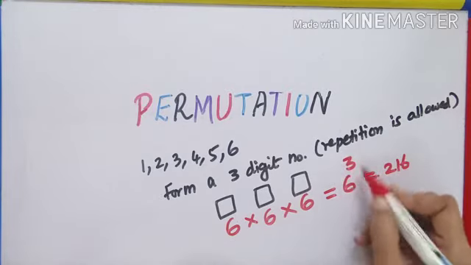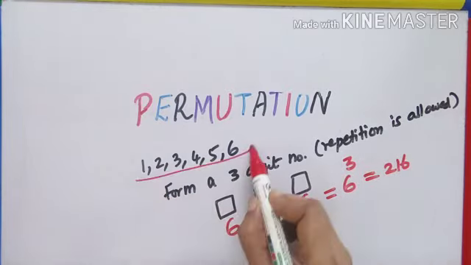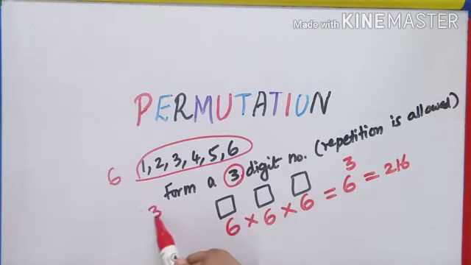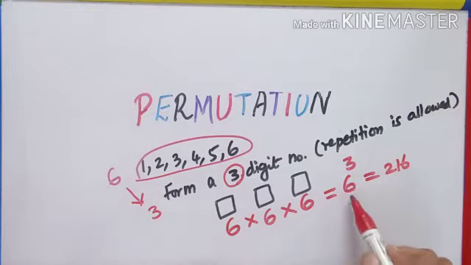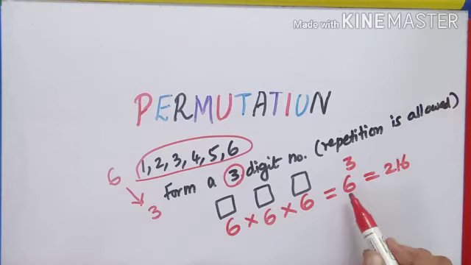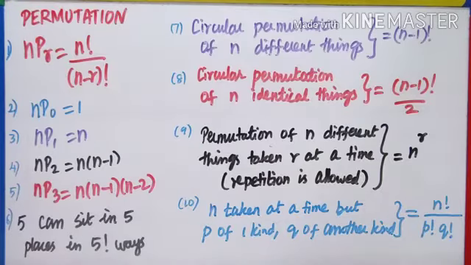How do we get the 6 power 3? How many numbers are given? 6. How many do I want to form? 3. So what is my answer? 6 power 3. Whenever repetition is allowed, I can use this formula.